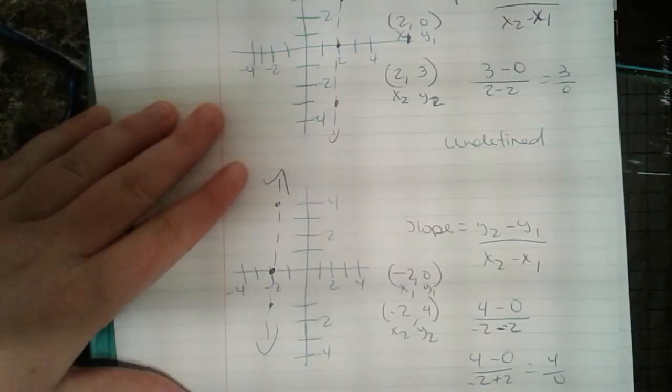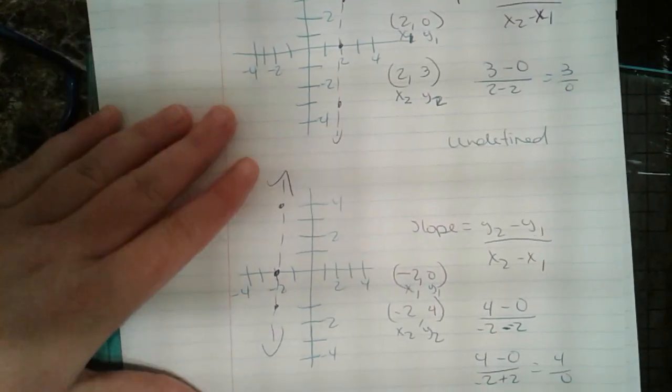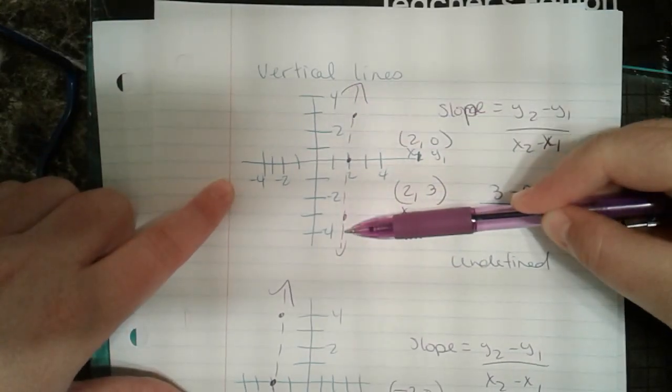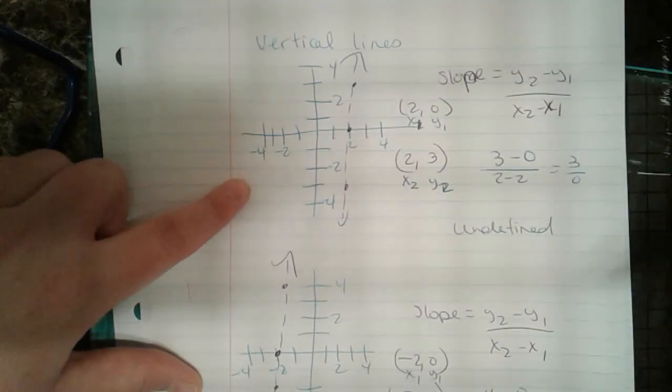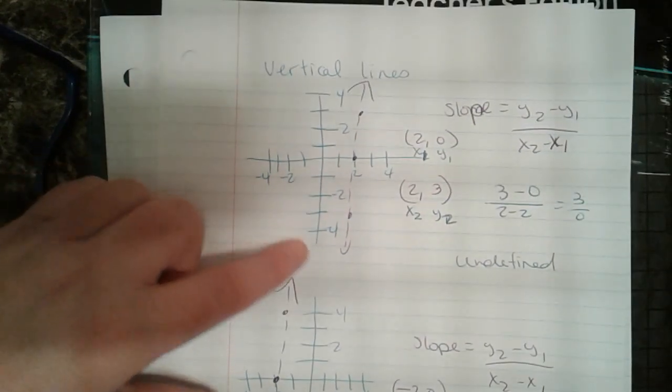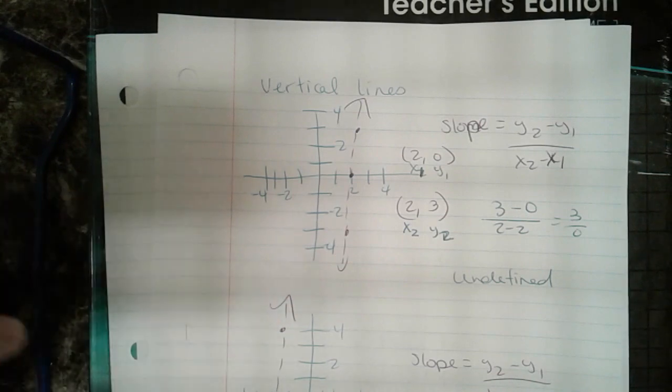So let's look at vertical lines. Vertical lines are going straight up and down. Remember, vertical lines go straight up and down. So pause for a minute, write these notes out, and we're going to explain these. Go ahead, pause, write out the first part of this, and we're going to talk about it.